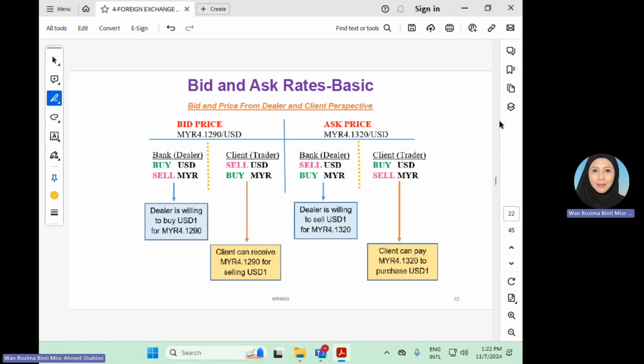Same thing with ask price. Ask is sell. So the dealer is willing to sell $1 for 4.1320 ringgit. Meaning that if the dealer is willing to sell, then the opposite is you: the client can pay 4.1320 to purchase $1. It looks complicated, but actually it's not. Slowly and slowly. We have this in your tutorial question where you need to practice more. It's a good practice actually.